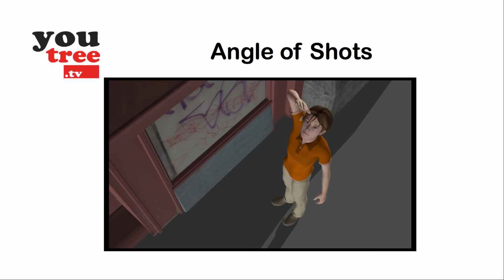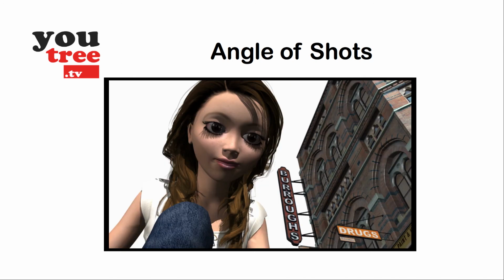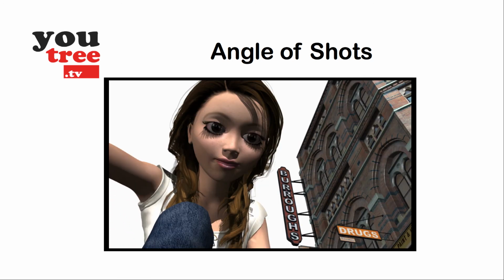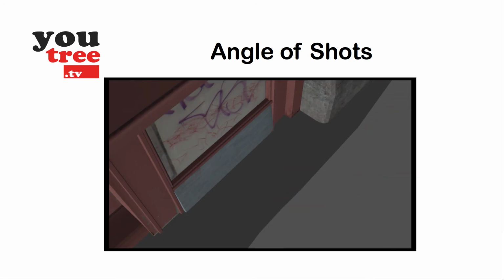The angle of the shot can determine if one character is dominant or submissive. A high-angle shot looking down at the character implies the audience is dominant and the character is subservient. With a low-angle shot, the character is more dominant and the audience is subservient.